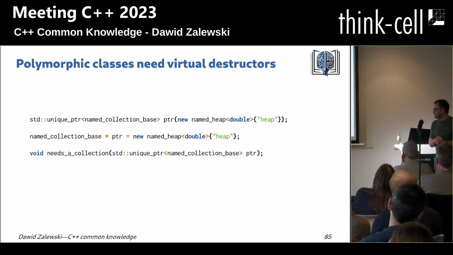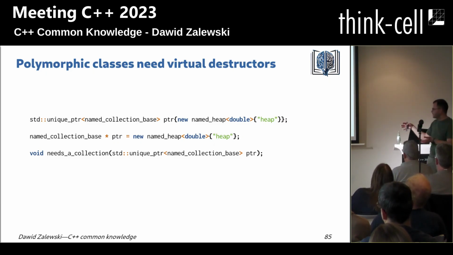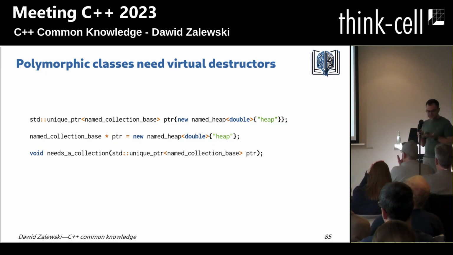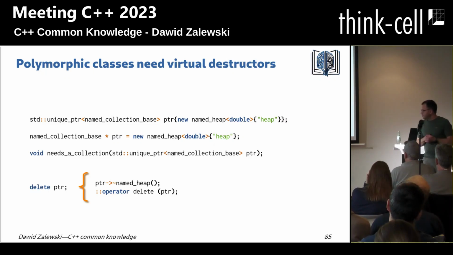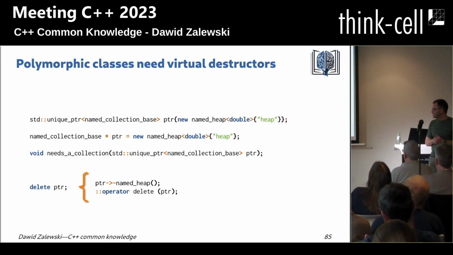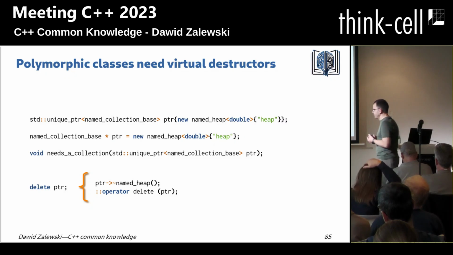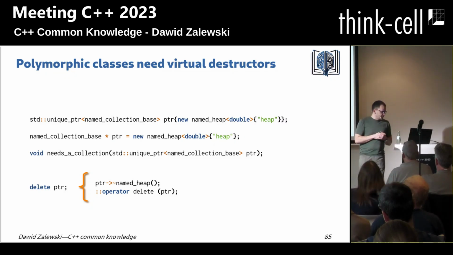All of this has something in common, right? You expect that somewhere at the end of the lifetime, when the named heap is not needed anymore, there will be a delete call on the pointer. And of course the unique pointer will do it for you, and in the middle example, we just did it explicitly. So we expect something like this to happen. What we want it to do is, of course, to call the destructor of the named heap and then the operator delete to free the memory, deallocate the memory. But that's not really what happens, right?